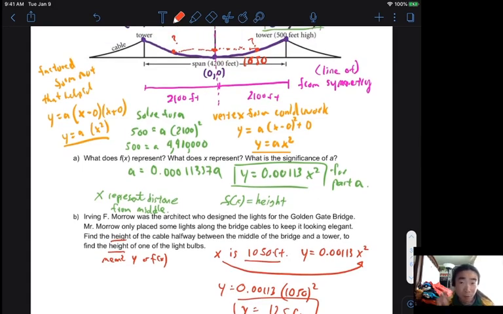I could be wrong if I'm misreading it. Pretty sure this is it. Yeah, height. Height is y.